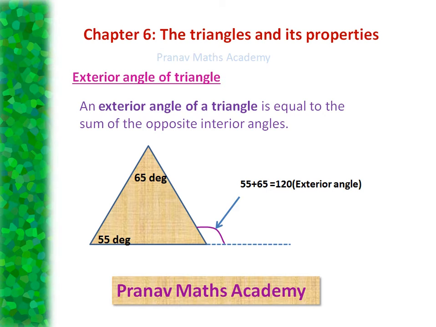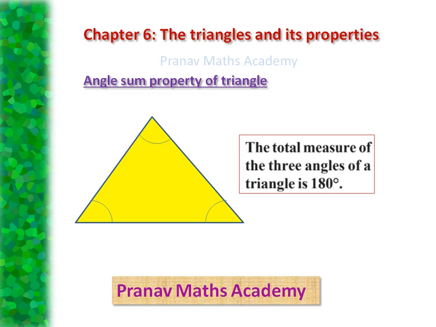Which is equivalent to 65 plus 55 degree, that is equivalent to 120 degree. This is the exterior angle theorem. Next one is angle sum property of triangle. The total measure of the three angle of a triangle is 180 degree. If you know two angle, then using this property you can find the unknown angle.